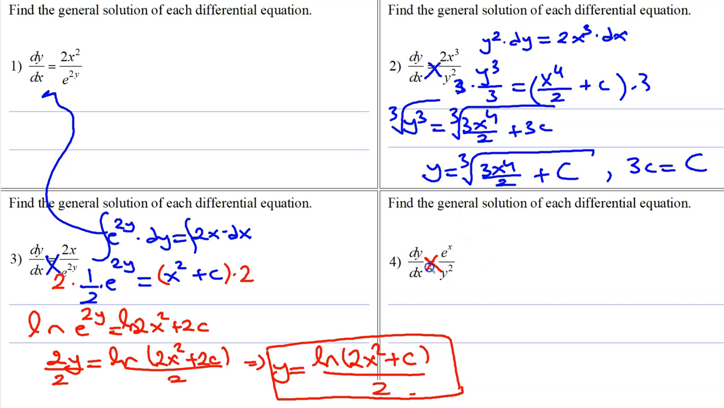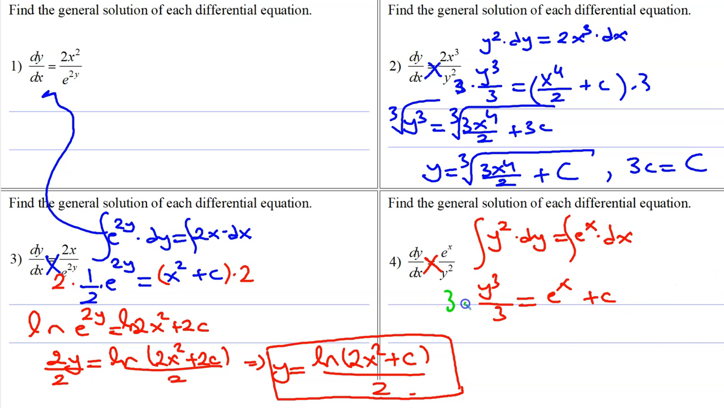So again, we're going to do the cross multiplication. We get y squared times dy equals e to the power of x times dx. So since we just got the variables separated on both sides, we're going to start integrating. So we get y cubed divided by 3 is going to be equal to e to the power of x plus c.